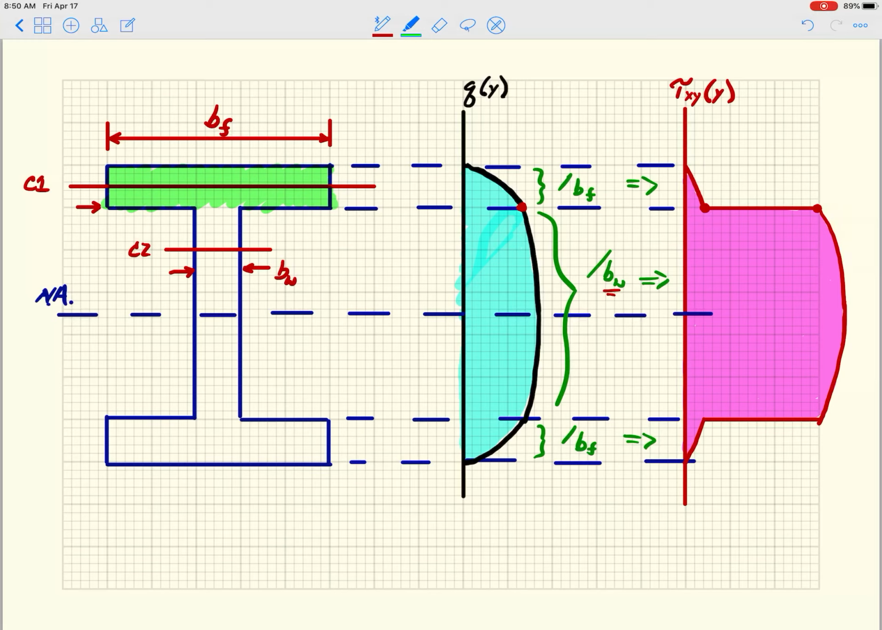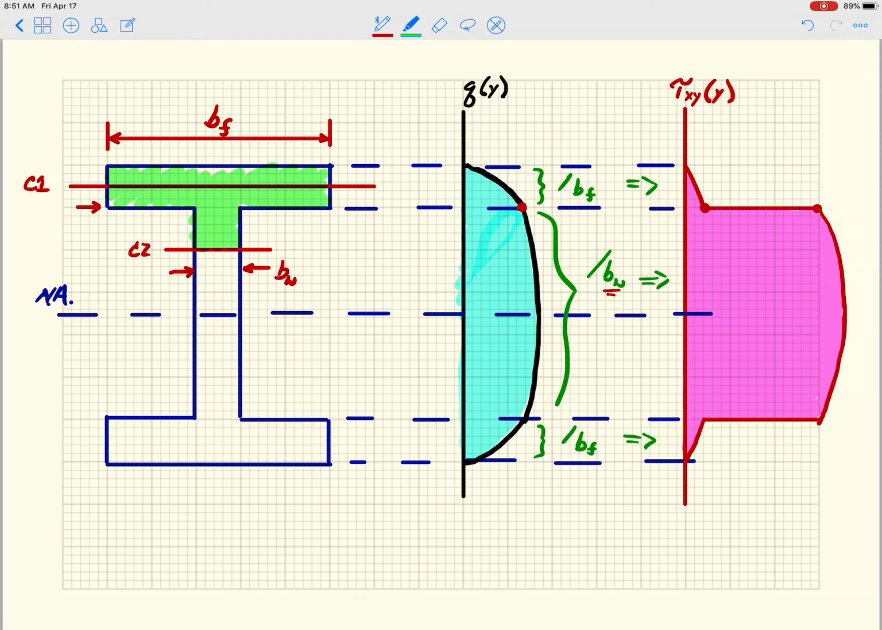Because as I move down, all of a sudden I'm collecting more and more shear flow, because that Q is changing significantly in that region. And then when I do the same thing, but now in this area here, you can see as I move down, my Q is not changing much.